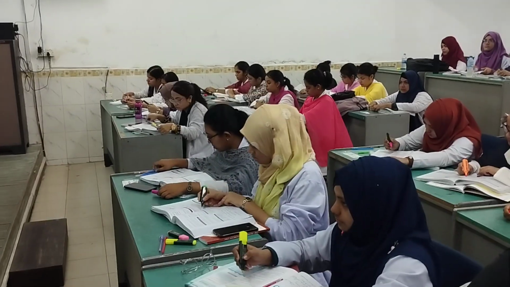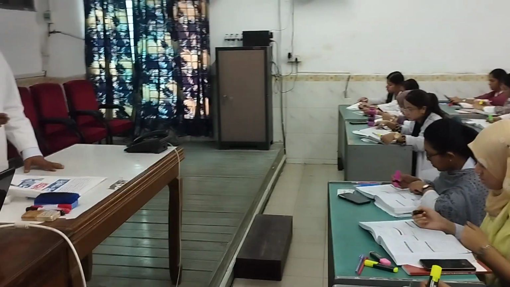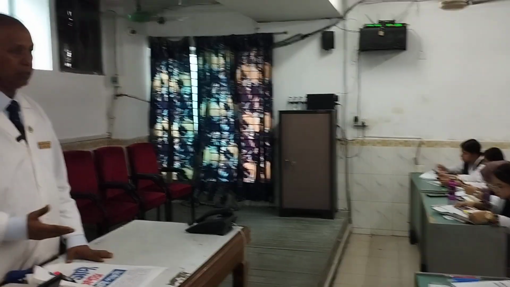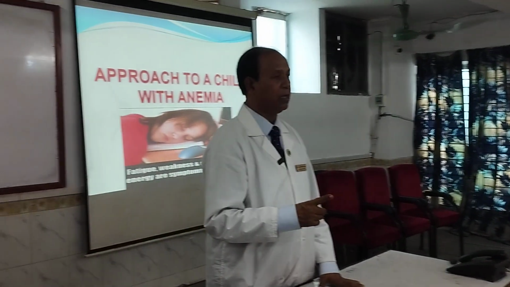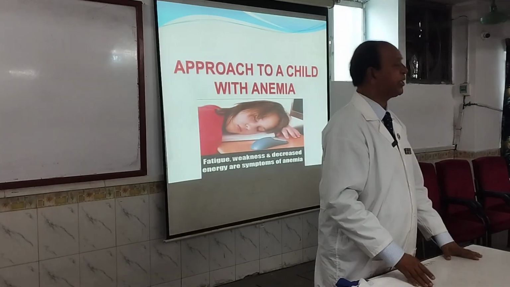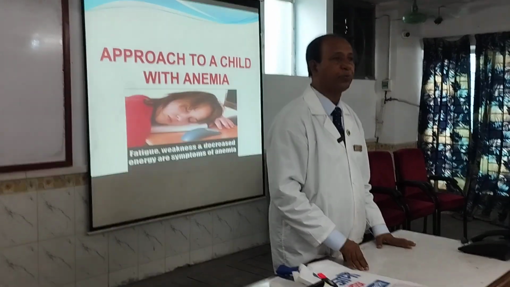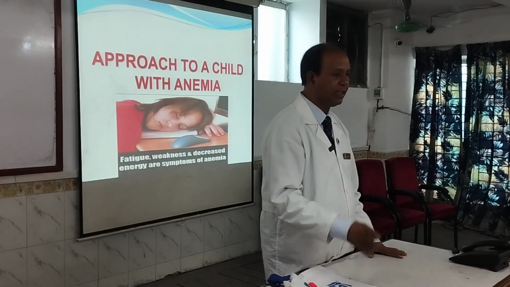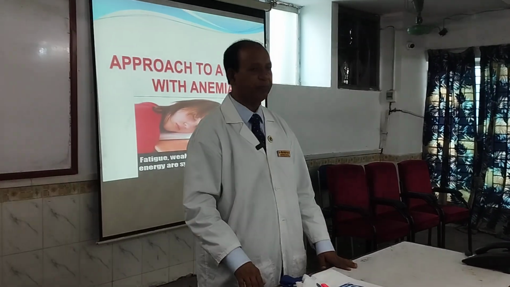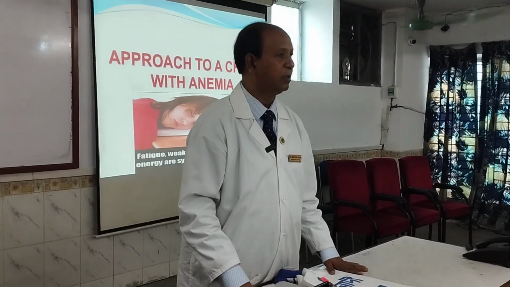What is the etiological classification? It's the etiology. It may be due to acute blood loss. Number one, due to blood loss. Number two, due to hemolytic anemia. Number three, due to impaired RBC production. Remember this one. Everything is present in your book, look in your books.